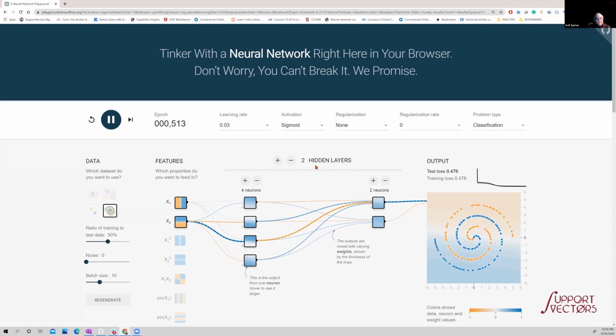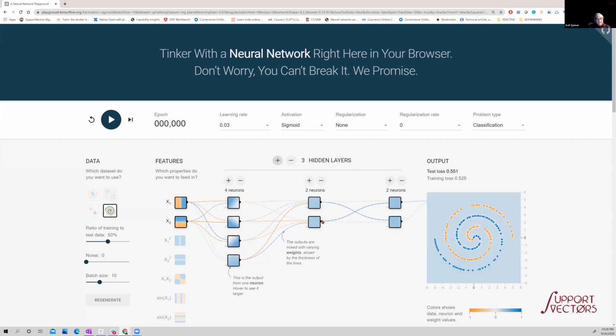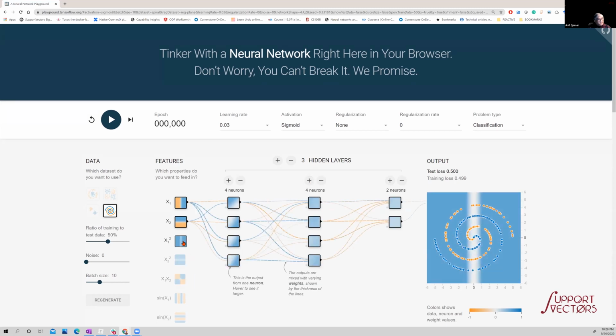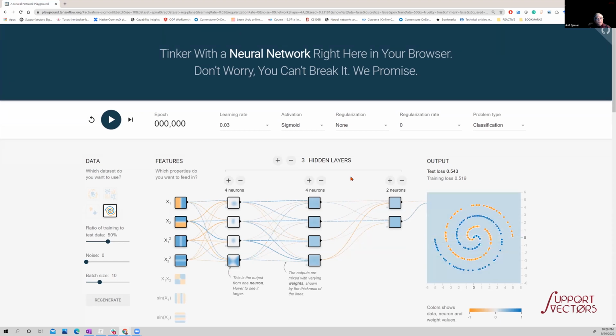Actually, we need extra layers here. So let me do this. And let me add a few more downs because I know that they're needed. So let's try it again. Look at the loss function. See, the loss is 0.499. And we are using sigmoid.